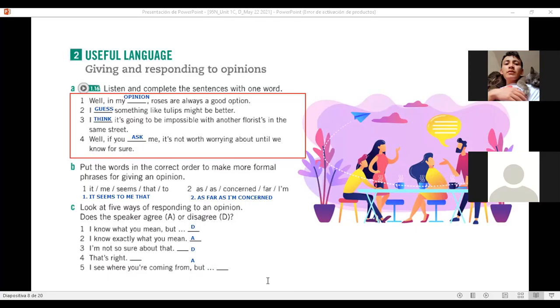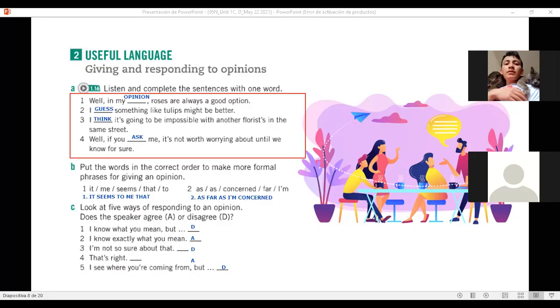So number 5, where I see where you're coming from, but. Disagree, guys, disagree. Veo cuál es tu punto de vista, pero, sí, entonces vamos a introducir algo diferente. So, it would be a disagreement phrase.